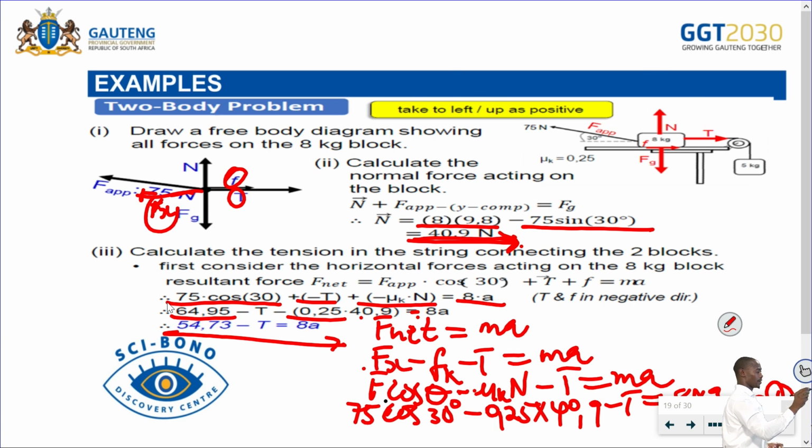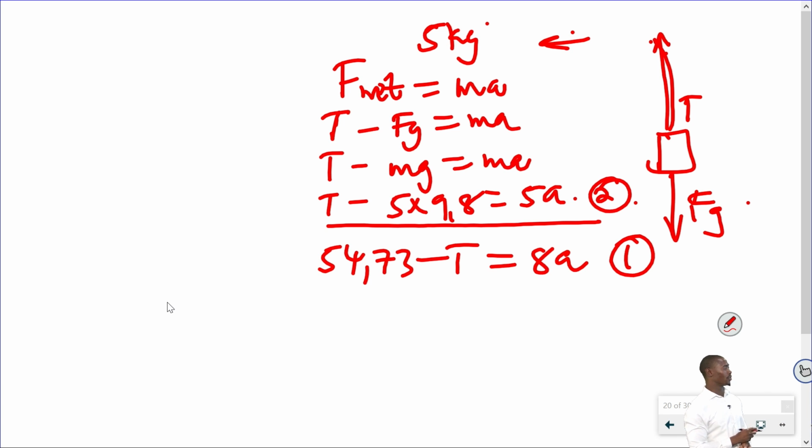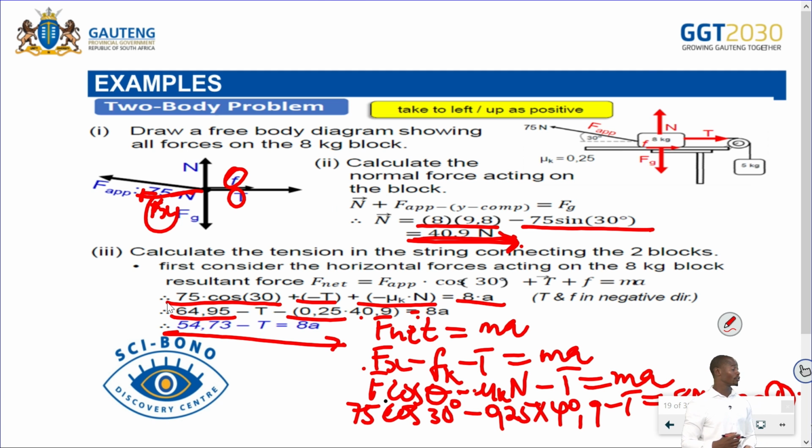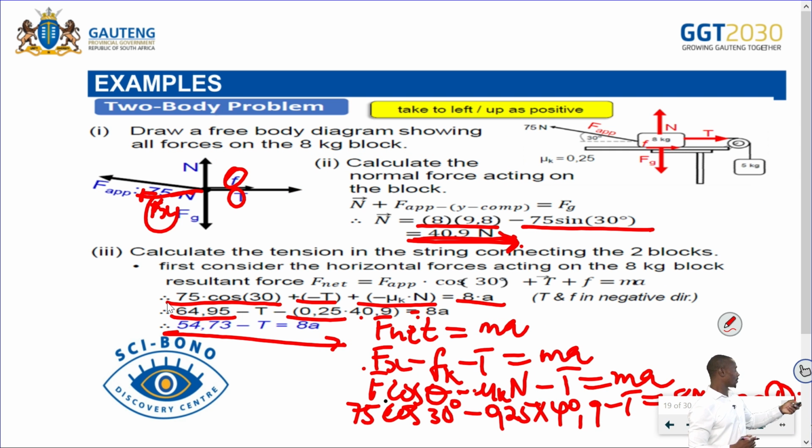Minus t equals to what? 8a. So this is your equation 1. So what can you do here to eliminate T? Not eliminate T, but they are looking for what here? Let's check the question. Calculate the tension.